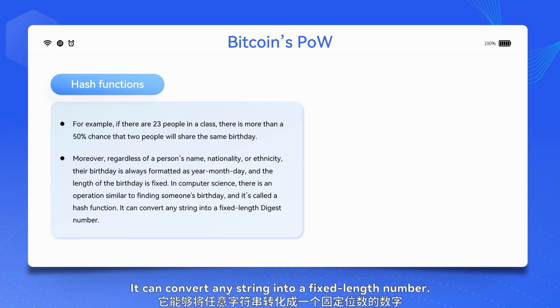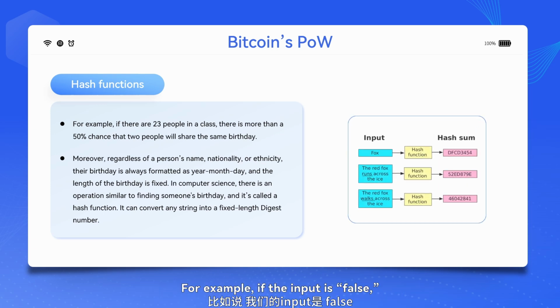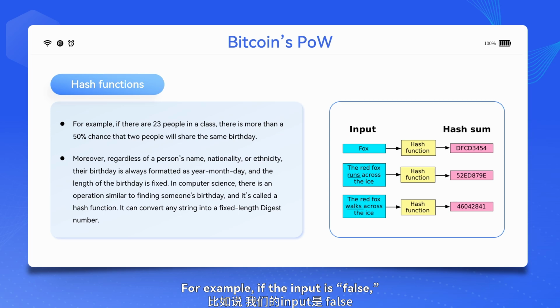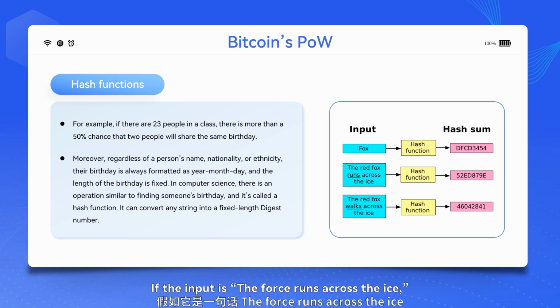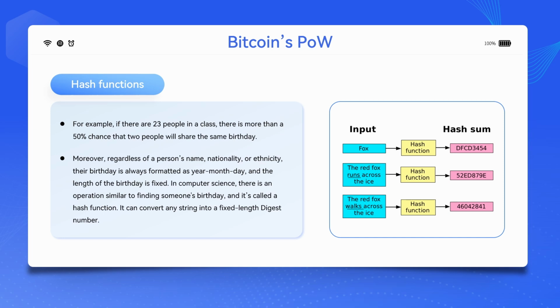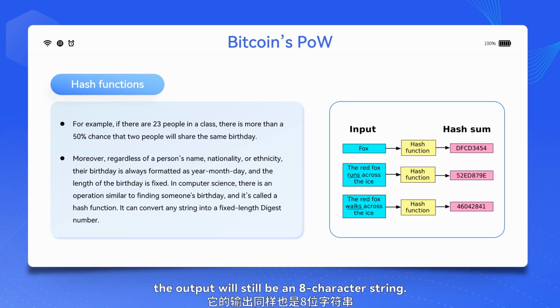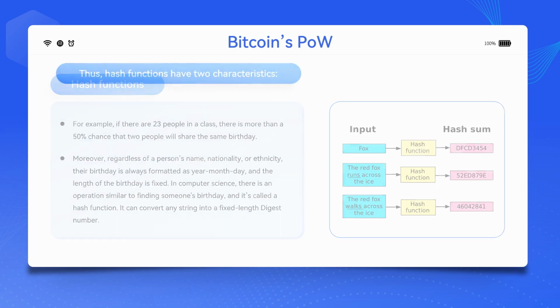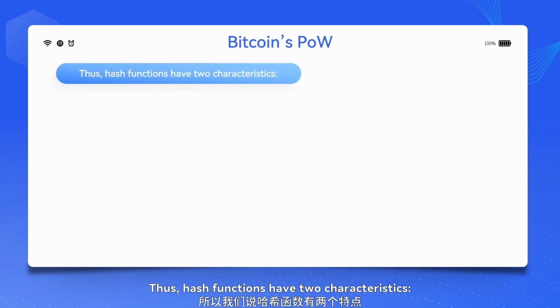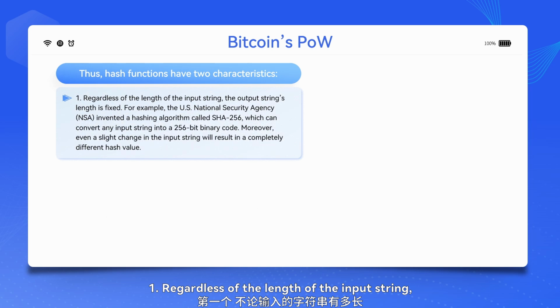It can convert any string into a fixed-length number. For example, if the input is "false," it will be converted into an 8-character string after hashing. If the input is "the force runs across the ice," the hash function will also convert it into an 8-character string. If the sentence is changed to "the red frost was across the ice," after hashing, the output will still be an 8-character string. Thus, hash functions have two characteristics. 1. Regardless of the length of the input string, the output string's length is fixed. This is a key characteristic.